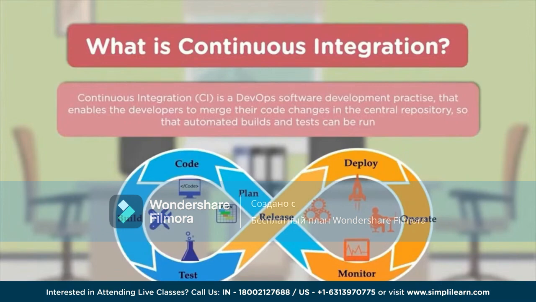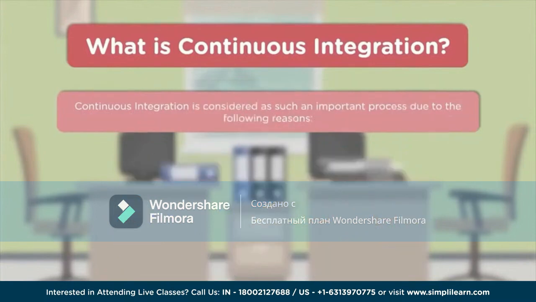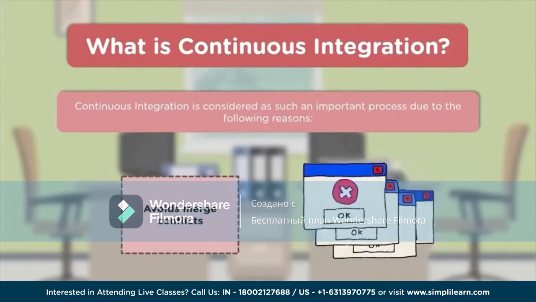So this is the reason why we prefer the continuous integration process, because on the basis of our modifications, the whole build and test case automation can really happen here. Now, continuous integration is considered a very important process for various reasons. Let's talk about those reasons one by one.